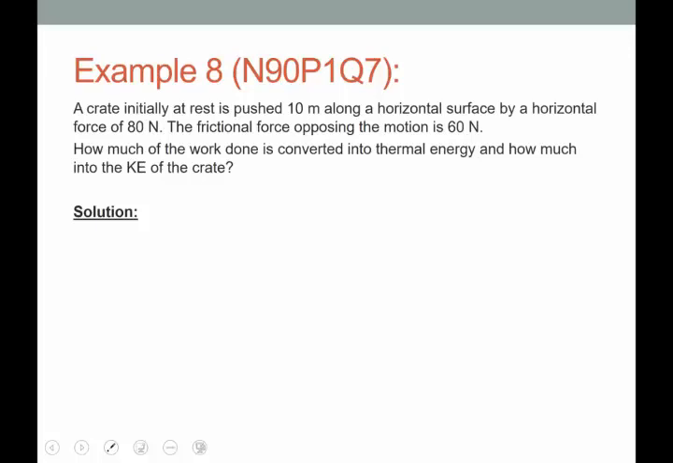Let's look at another example, example 8. You have a crate initially at rest. It's pushed 10 meters along a horizontal surface by a horizontal force of 80 newtons. The frictional force opposing the motion is 60 newtons. How much of the work done is converted into thermal energy and how much into KE of the crate?